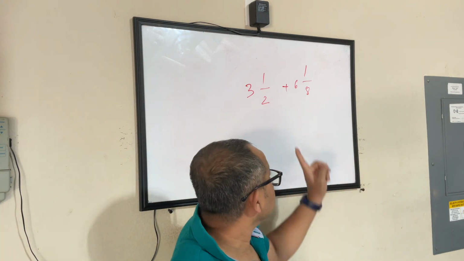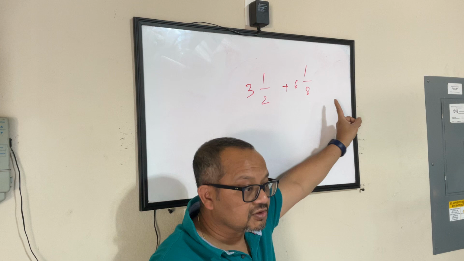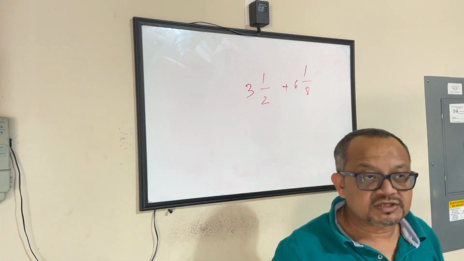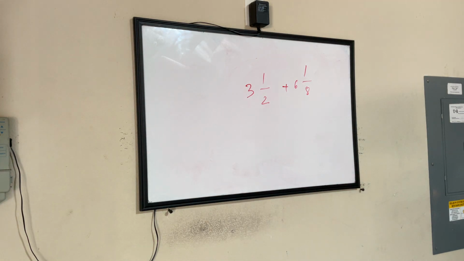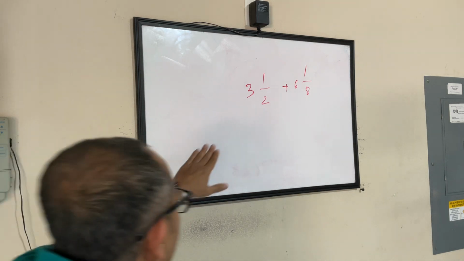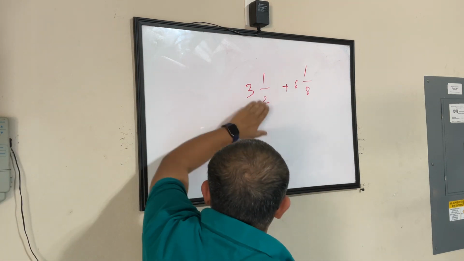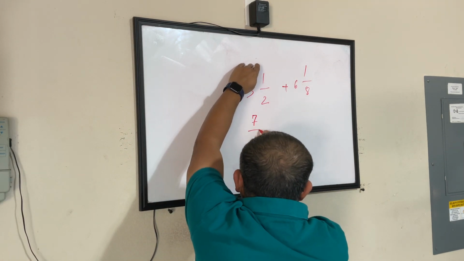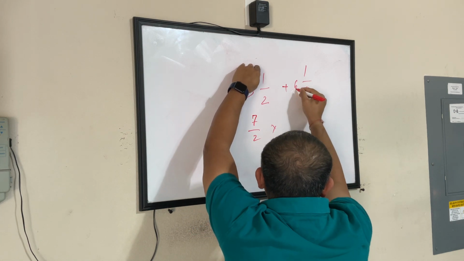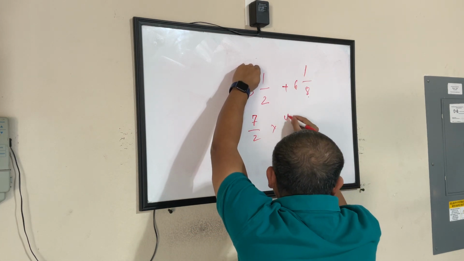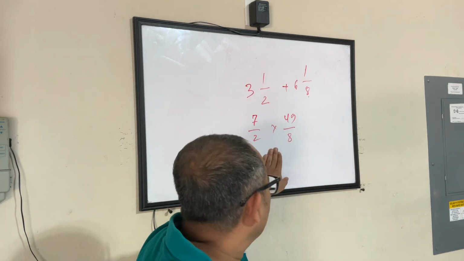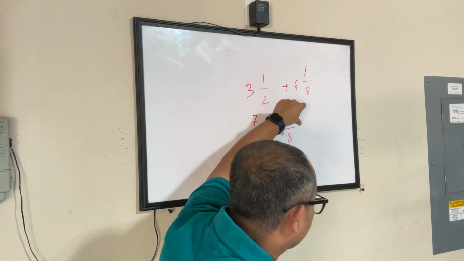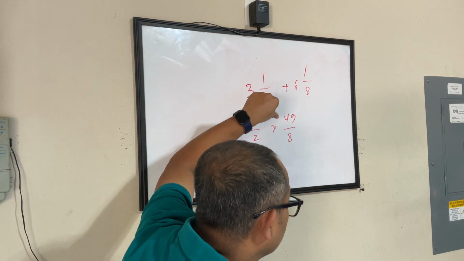Here, everybody, I have two mixed numbers to deal with. So what I have to do is recall my friend, that is fraction. If I recall my friend fraction, it means I have to convert this to a fraction. 3 times 2 is 6 plus 1, 7 by 2. 8 times 6 is 48 plus 1, 49 by 8. Now this is what we got. In the numerator, I have 7.